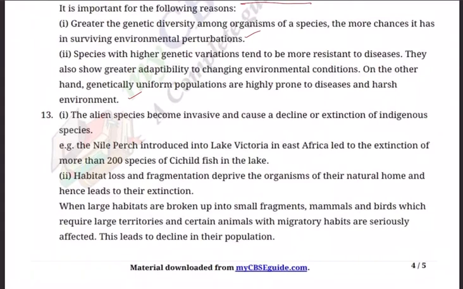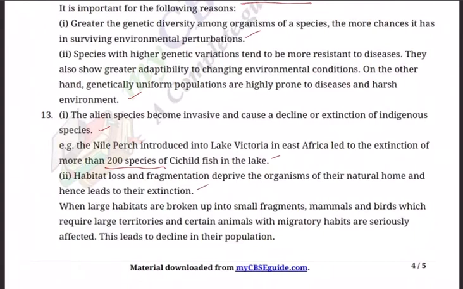Question 13. The alien species becomes invasive and causes a decline or extinction of indigenous species. For example, Nile perch introduced into Lake Victoria in East Africa led to the extinction of more than 200 species of cichlid fish in the lake. So you need to remember this: Nile perch, the destroyer.